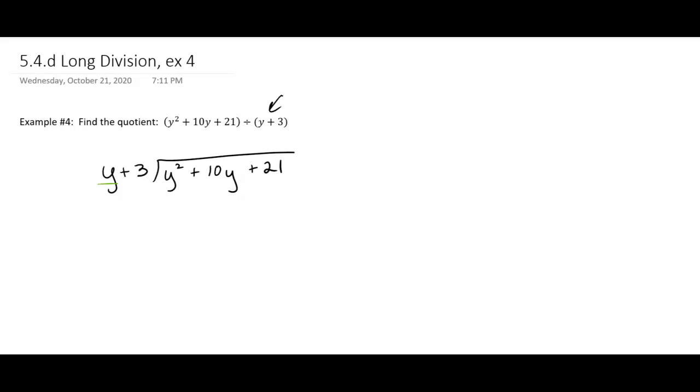I'm going to look at this y, and I'm going to say how many times does it go into y squared? Or another way to think of it is, what times y would get me y squared? So you're just thinking in your mind somewhere, y squared over y. What does that equal? Well, just a y. So that's going to be what I'm going to write right there.